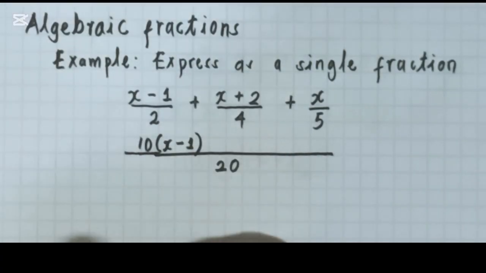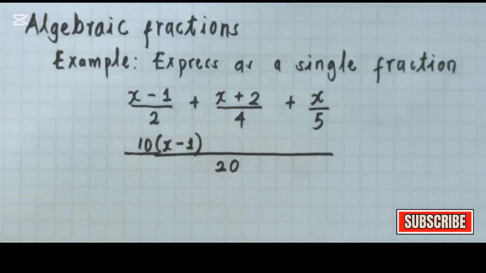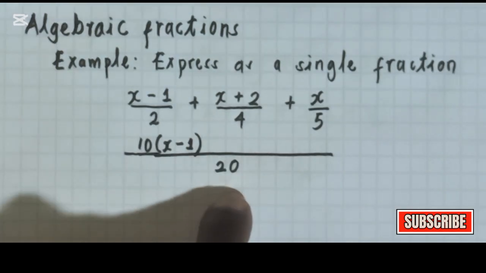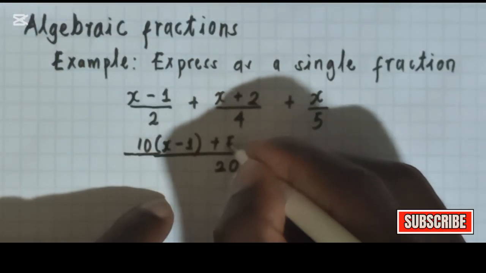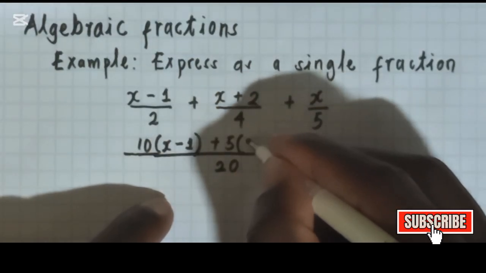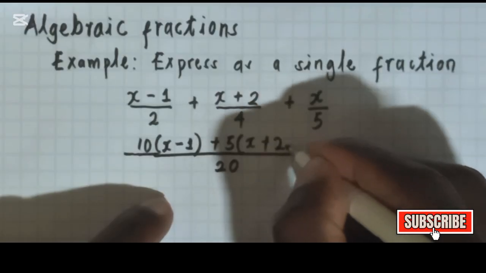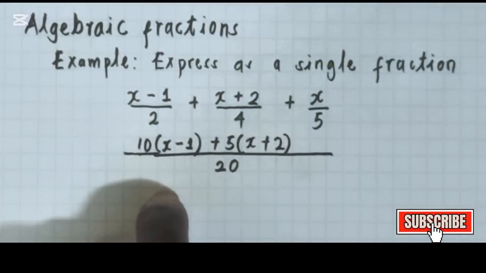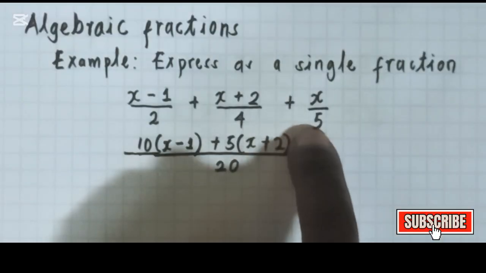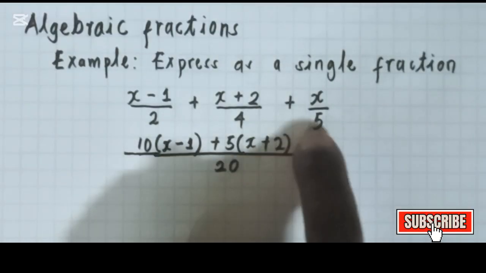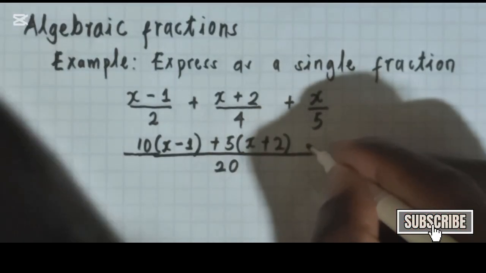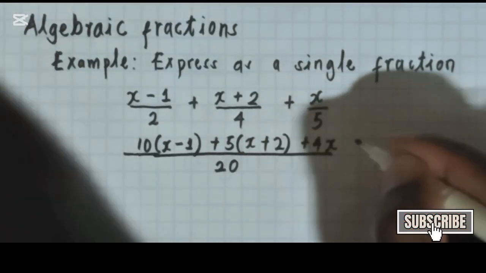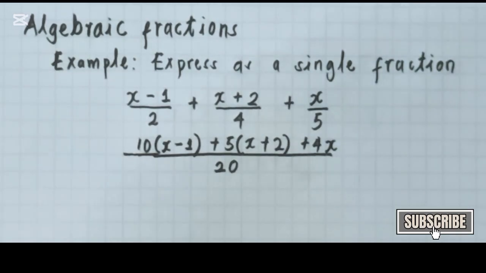For the second term, we're going to take 20 divided by 4, and that's going to give us 5. And so we'll multiply 5 into the numerator of the second term, which is (x plus 2). And for the last term, we'll take 20 divided by 5, giving us 4. And so it will be 4 times the numerator, which is 4x. So we are almost solving this particular problem.